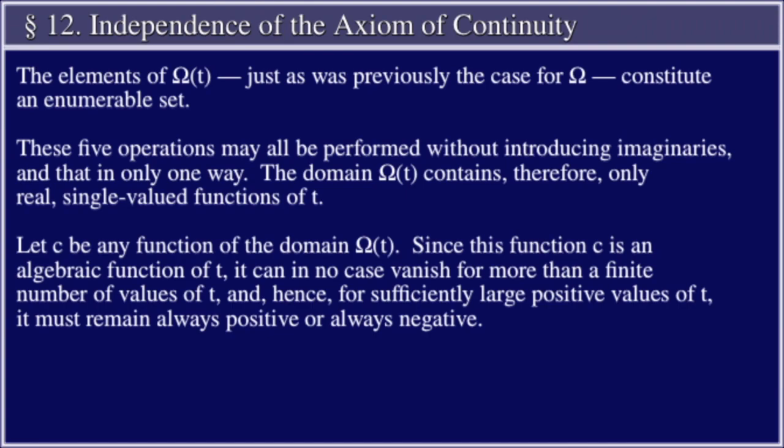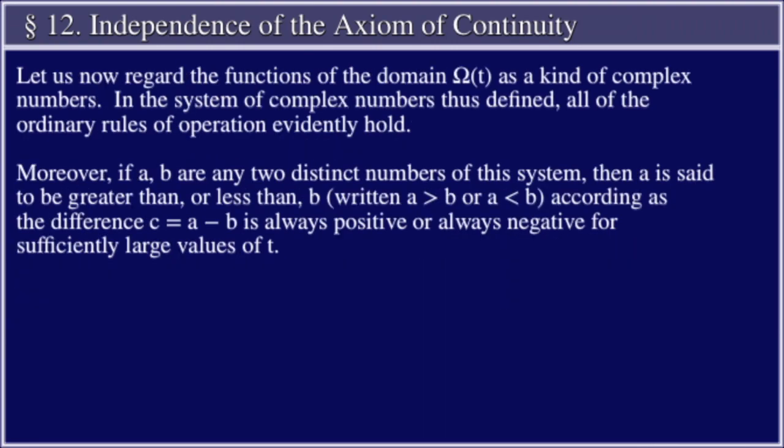Let c be any function of the domain Ω(t). Since this function c is an algebraic function of t, it can in no case vanish for more than a finite number of values of t, and hence for sufficiently large positive values of t, it must remain always positive or always negative. Let us now regard the functions of the domain Ω(t) as a kind of complex numbers.